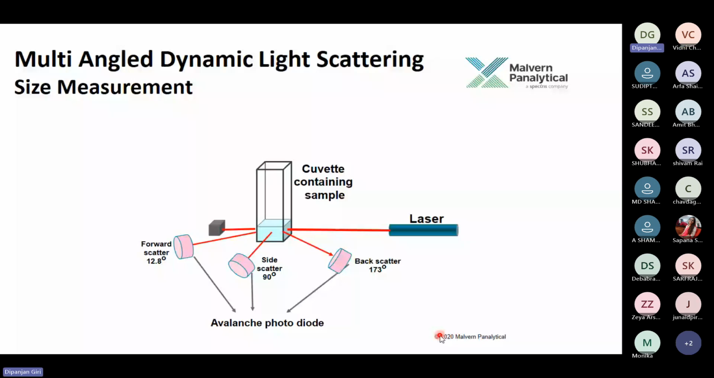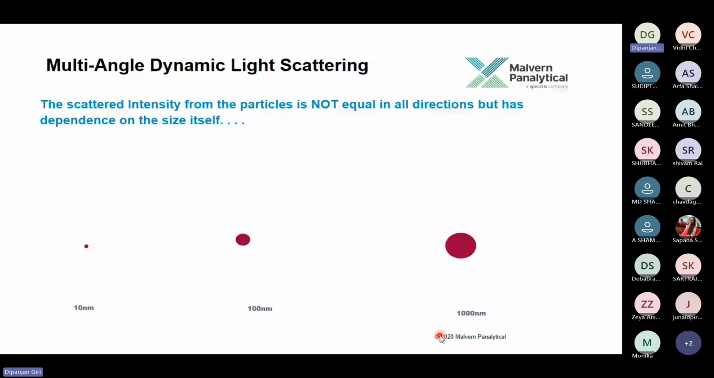So in general, historically, DLS is extremely sensitive. Typically a variation of 1:3 in sizes can be resolved. But with MADLS, you can push your limits, or push your resolution, to 1:2, right?